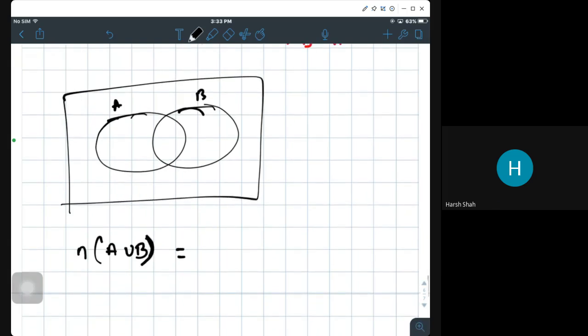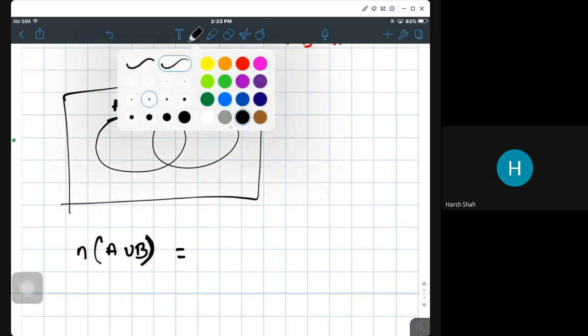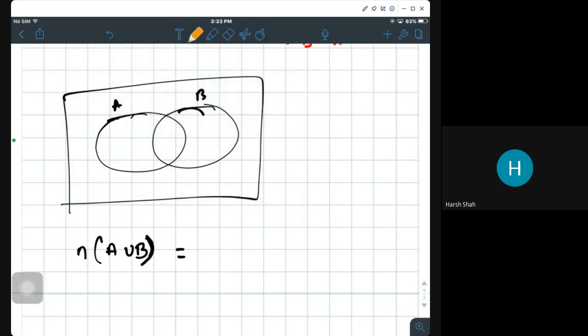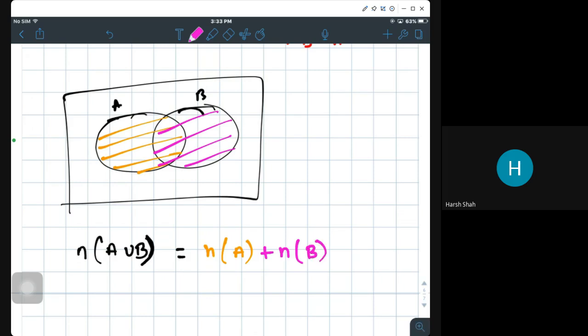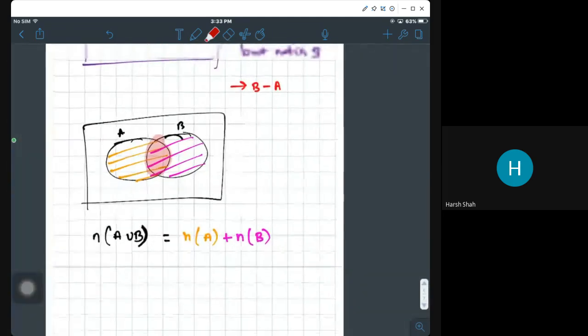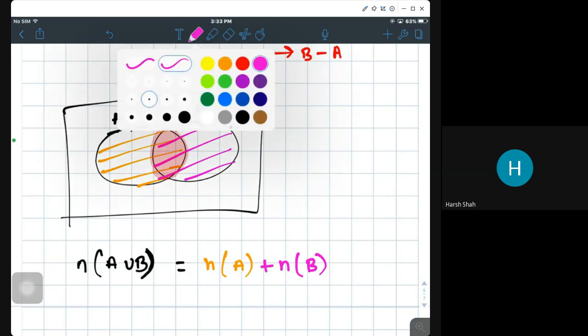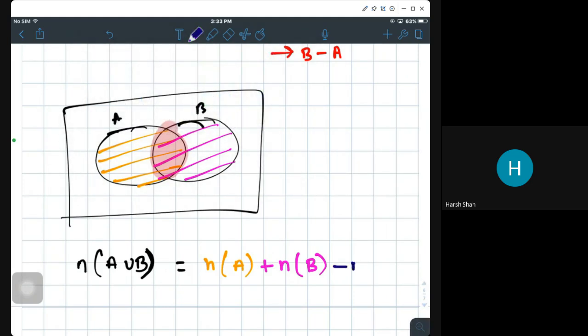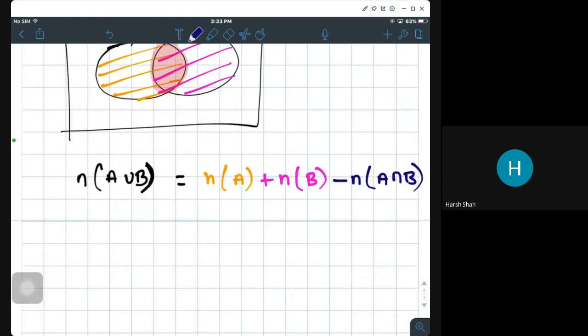using a formula which is n of A. Now look very carefully, if I am taking n of A, I am taking this whole thing, right? Then I am adding n of B. Now since I am adding n of A and n of B, this part, the one that I am shading, comes 2 times. So I have to remove that once. So I'll subtract n of A intersection B. Correct? Now this is your formula for 2 sets.